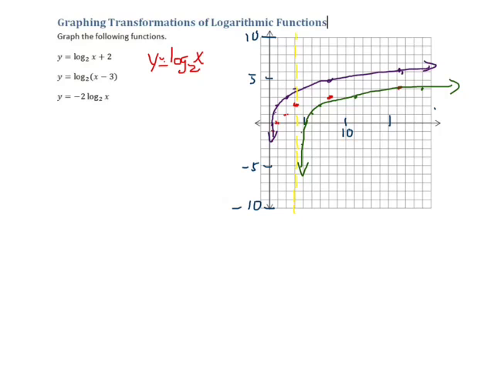And last but not least, if we take this negative 2 log base 2 of x, the negative is going to take all the red points and make them negative. It's going to flip them upside down. It'll take the negative ones and make them positive. And then it's going to stretch them twice as far. So, for example, we'll take this one here that was over at 16, up 4. It's going to flip it down to negative 4, and it's going to drop it down twice as far. So we'll have the point at 16, down at negative 8.